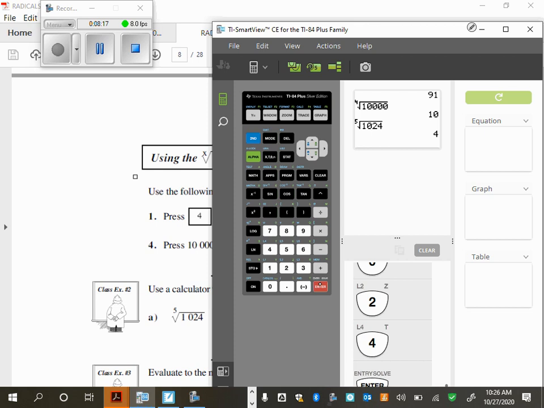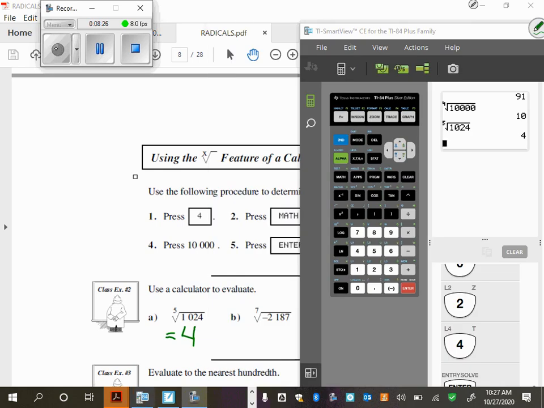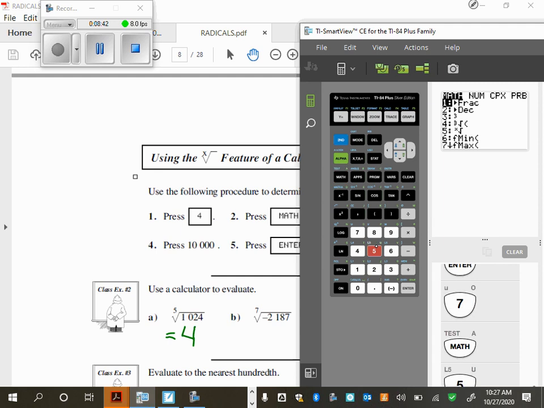Okay, your turn. Go ahead and do example 2b. The seventh root of negative 2,187. Almost forgot to record. Seventh root. What do you press first? 7. Math. 5 gives you seventh root. And then you punch in negative. Do not put subtraction sign, or it probably will say error. Okay, your negative sign is right beside the enter button. 2187. What'd you get? Negative 3? Yep, negative 3. Good job.